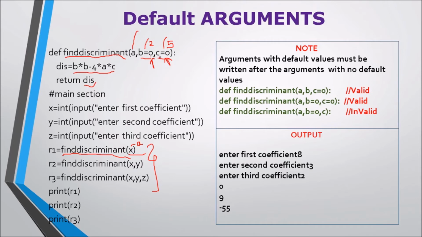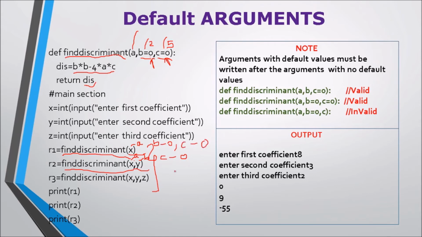So b will have value 0 and c will also have value 0. In the second function call, I have provided two values x and y. This x will go to a and y will go to b, but we have a missing value for c. So for c it will take 0. In the earlier case, for b also it was 0 and for c also it was 0.